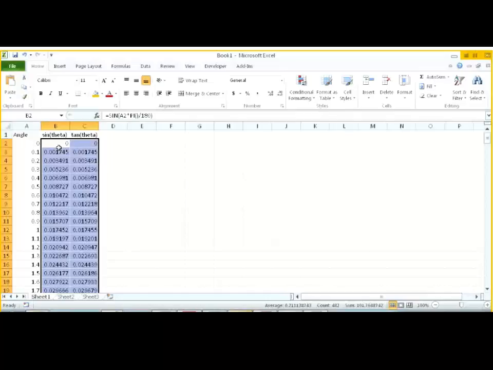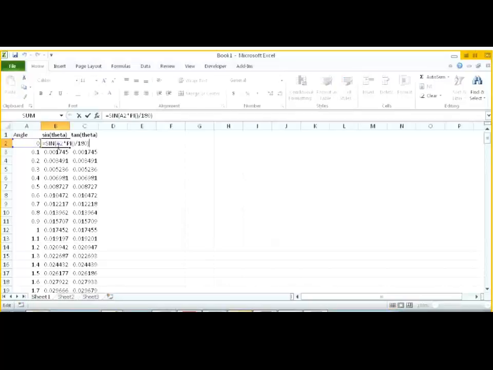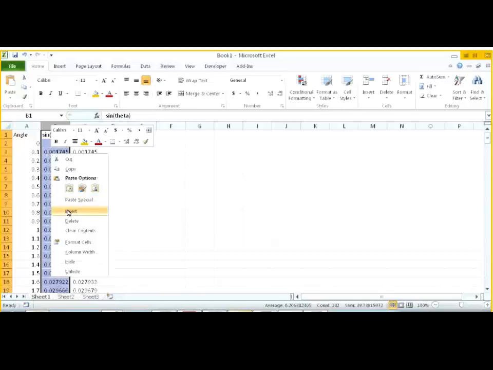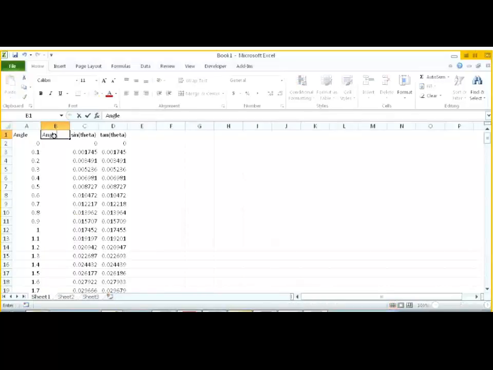Okay, so what have I done wrong here? Say that equals the sine of... actually, what we need to do is also multiply these by... what we actually need to do is insert. So we need to have the angle in radians. So that's the angle in degrees. So we're going to say equals the angle in degrees times pi divided by 180.